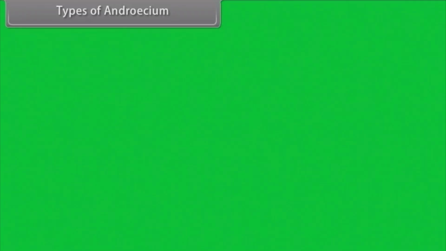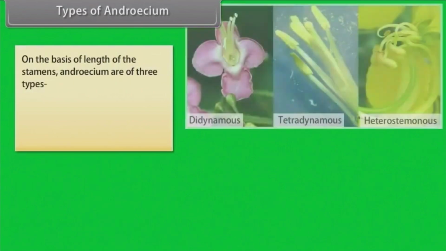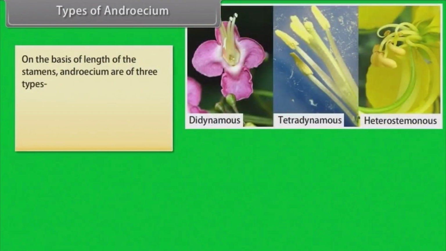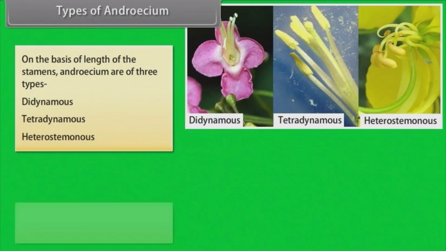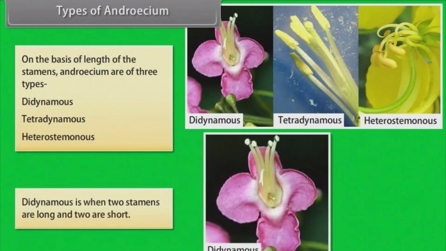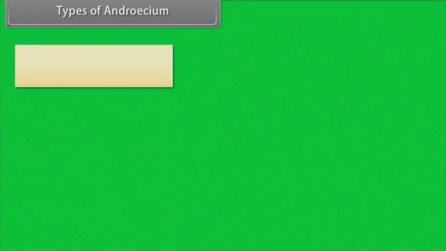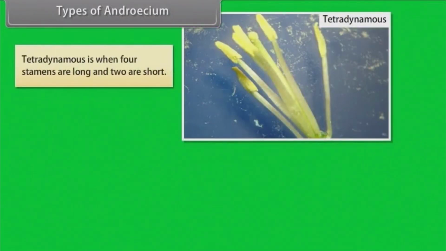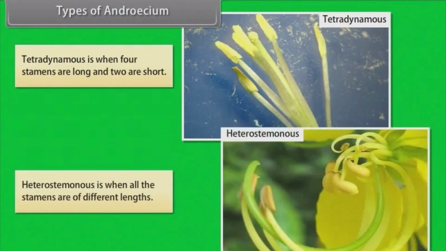Types of androecium. On the basis of length of the stamens, androecium is of 3 types: didynamous, tetradynamous, and heterostemonous. Didynamous is when 2 stamens are long and 2 are short. Tetradynamous is when 4 stamens are long and 2 are short. Heterostemonous is when all the stamens are of different lengths.